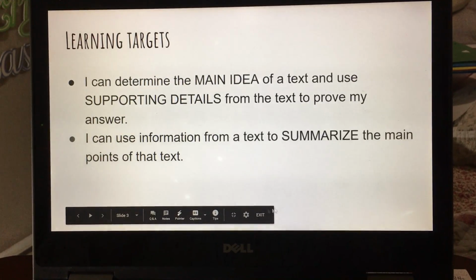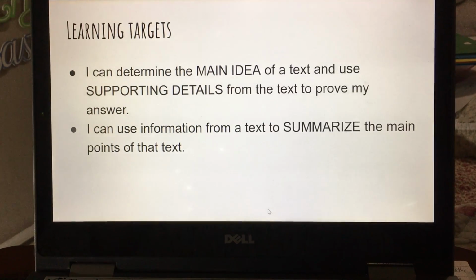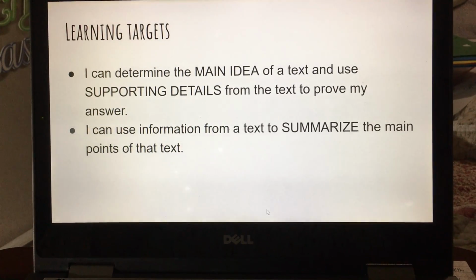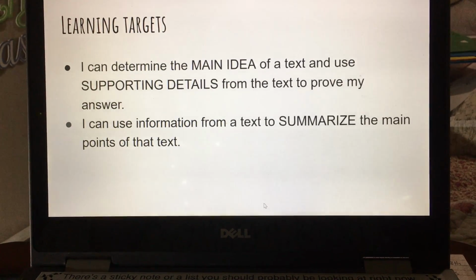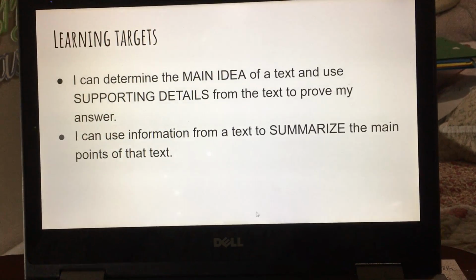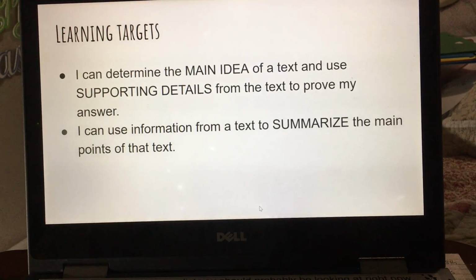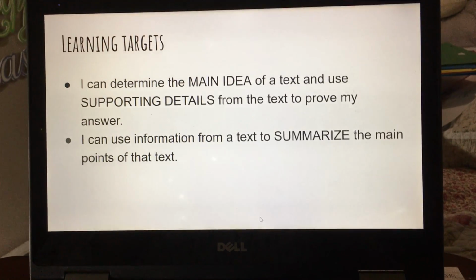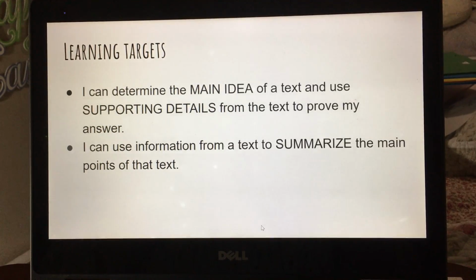Alright, let's go over learning targets. I can determine the main idea of a text and use supporting details from the text to prove my answer. And the second learning target is I can use information from a text to summarize the main points of that text.